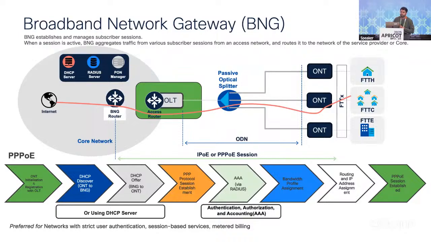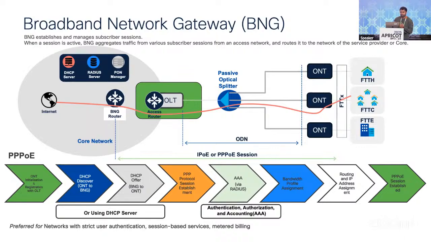Okay. So let's take a look at how a PPPoE session is established onto a BNG router for the users in the case where we need a metered billing. Initially we would have the ONT initialization and registration with the OLT that has to happen. Then the ONT will send a request to the BNG for a DHCP discovery. Okay, once that happens, the BNG router offers a reply to it, and then they form a specific PPP session, point-to-point protocol session.